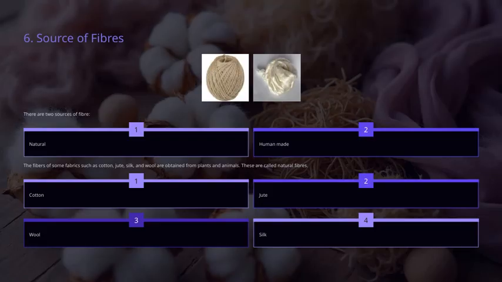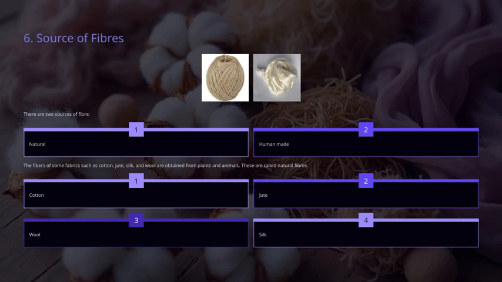Now, let's talk about the source of fibers. There are actually two main sources we need to be aware of. The first is natural fibers. These are fibers derived directly from plants or animals. For example, cotton and jute come from plants, while silk and wool come from silkworms and sheep, respectively. These natural fibers are widely used because they are renewable and biodegradable.